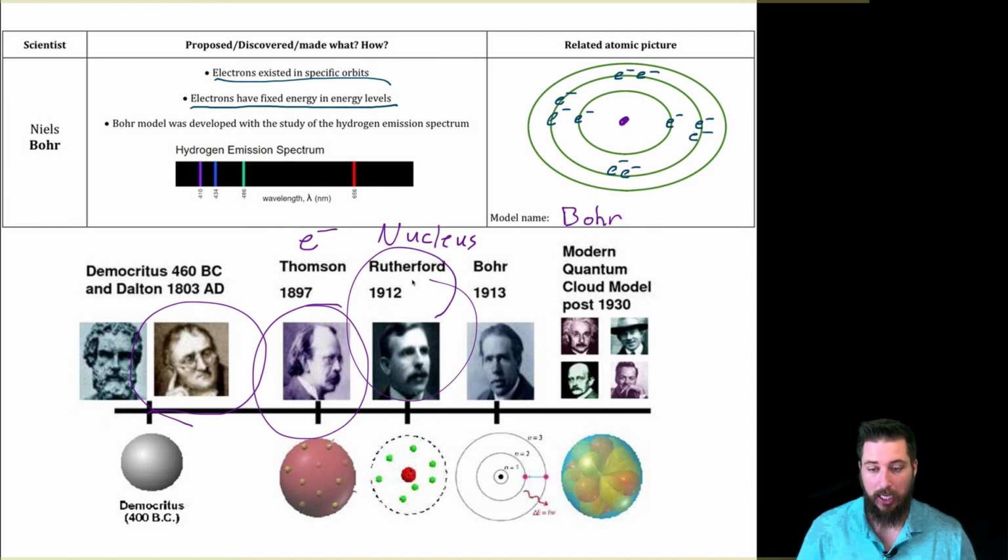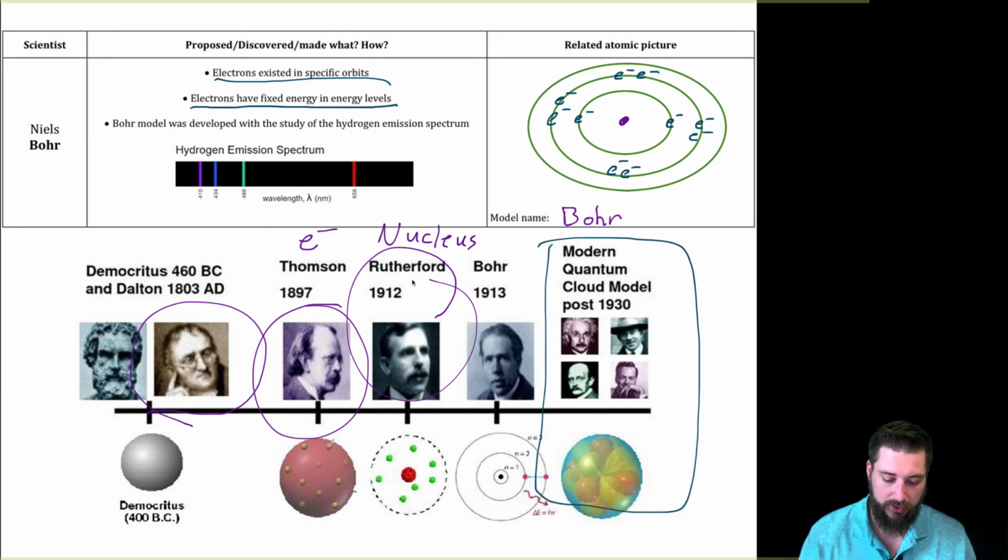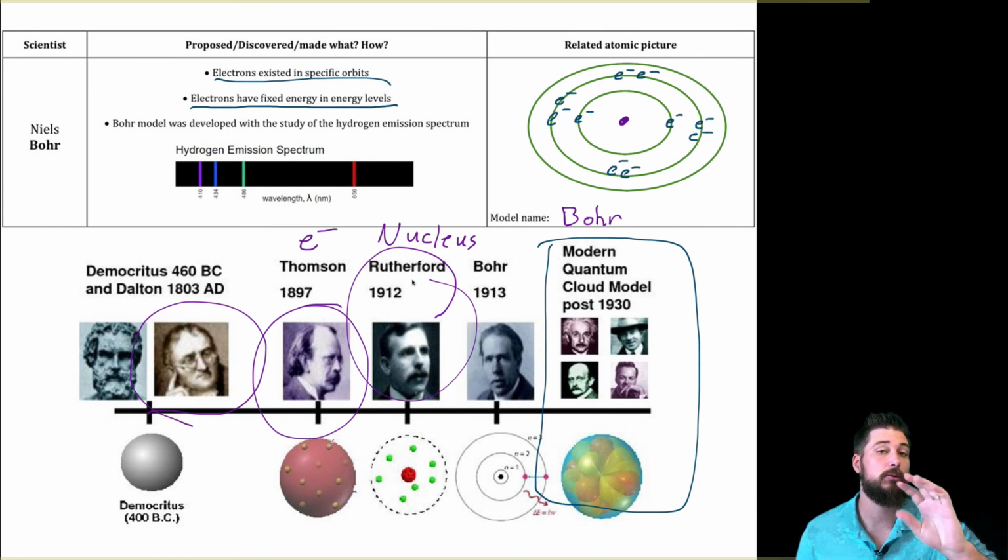Then we have this last group of scientists here, where they developed the quantum cloud model. We will talk about that a little bit in a future unit. For now, we're not going to really talk about those guys. So you just need to know those 4 scientists. You need to know how they contributed to our understanding of the atom. And that's it, just four scientists. You don't need to memorize the dates or anything.